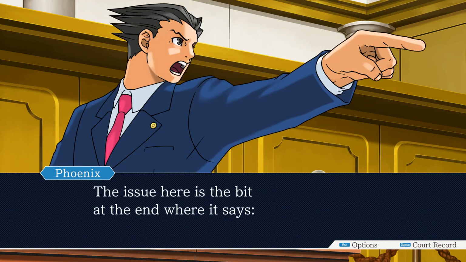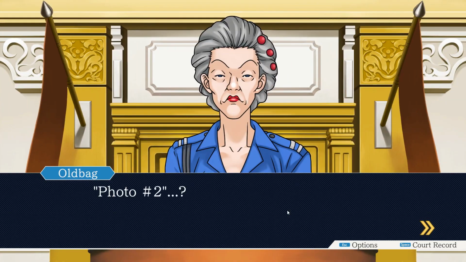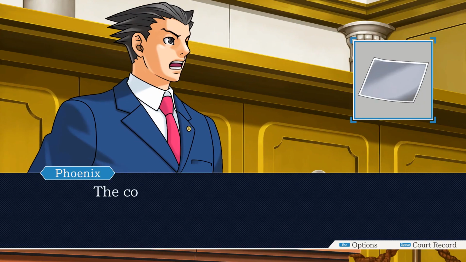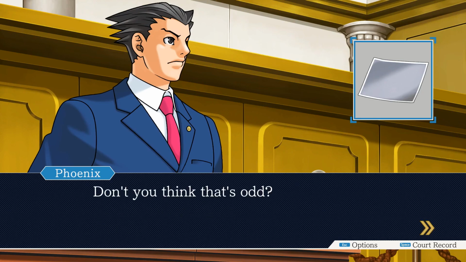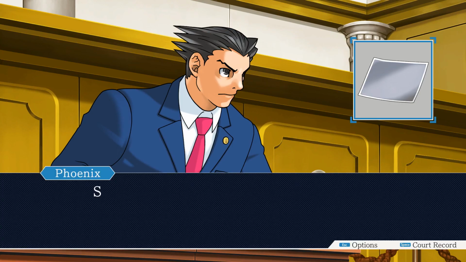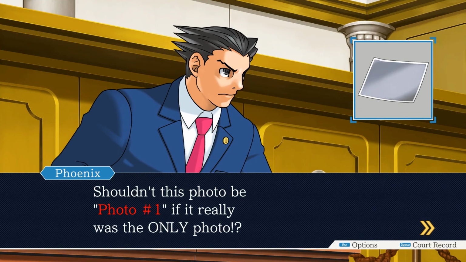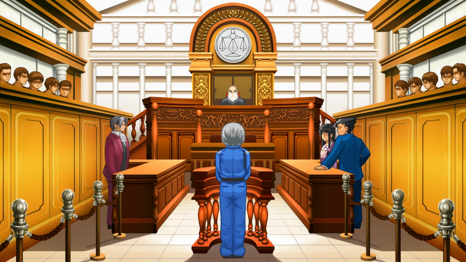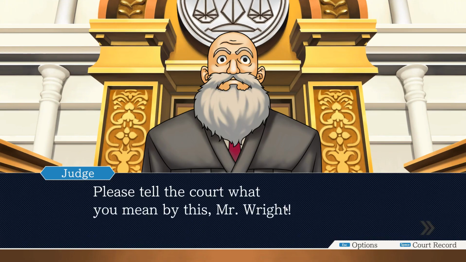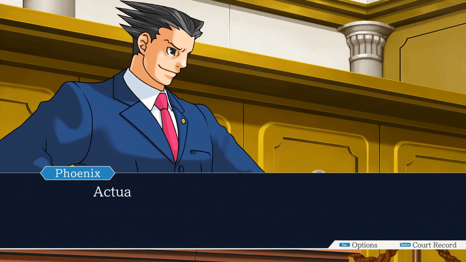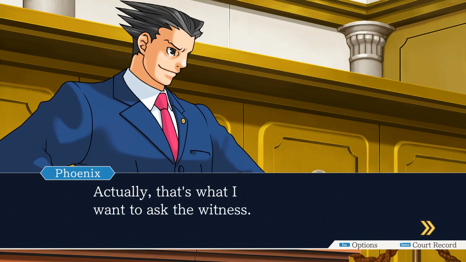The issue here is the bit at the end where it says photo number 2. Photo number 2? The computer only held data for one photo on that day. Don't you think that's odd? Shouldn't this photo be photo number 1 if it really was the only photo? Get her, Phoenix! Order, order! Please tell the court what they mean by this, Mr. Wright. Actually, that's what I want to ask the witness.